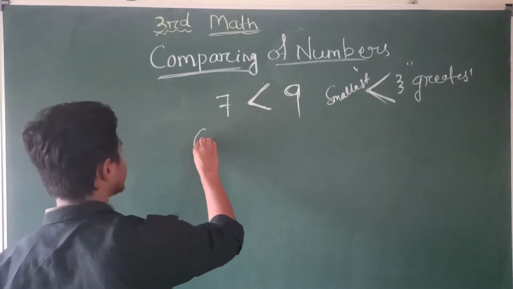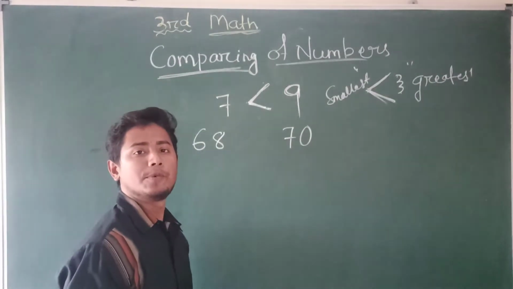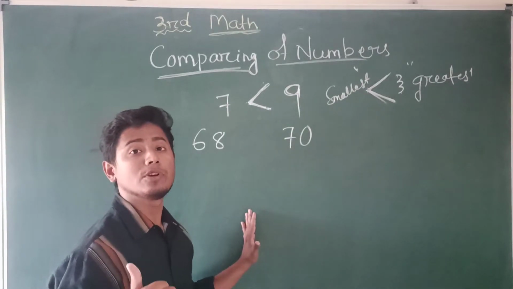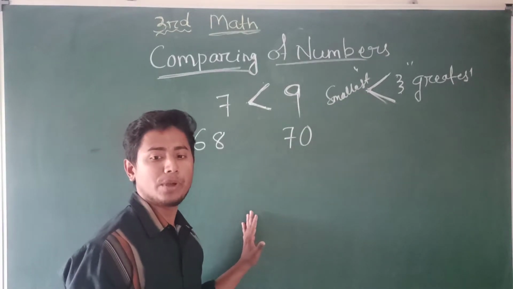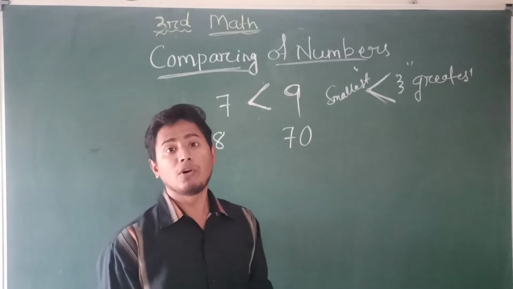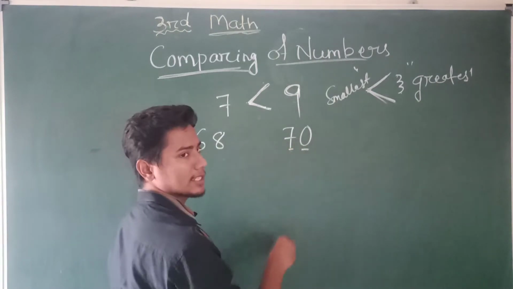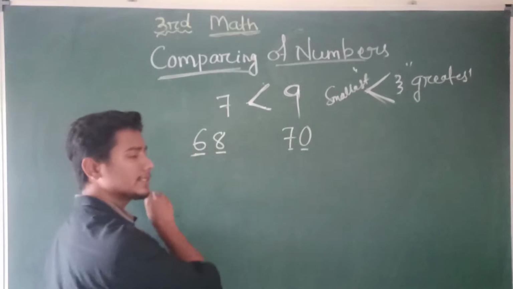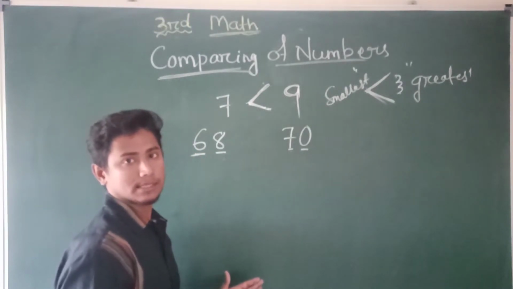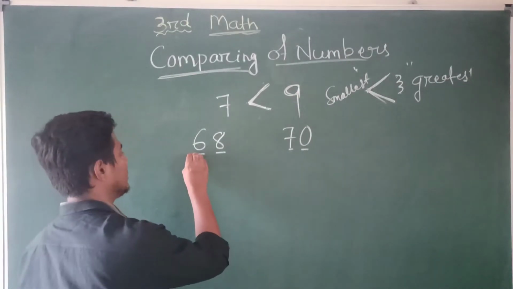The same thing applies when you compare two-digit numbers. If I take one example, 68 and 70. If you know the numbers properly, then you can easily say 70 is greater. But if you don't know the numbers, how can you compare? Here 68 and here 70. But don't forget the places. First is ones place, then second is tens place. You always start comparing from the highest place. Which place is the highest here? Yes, tens place is the highest.